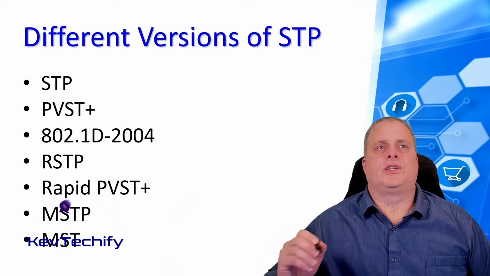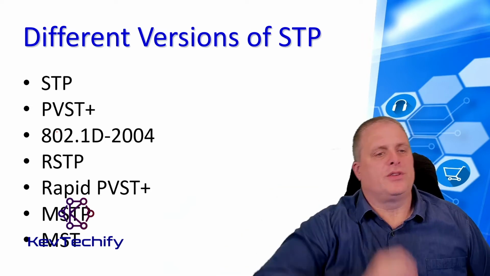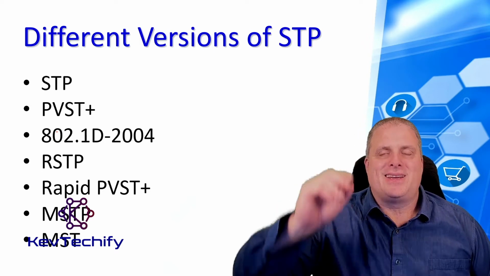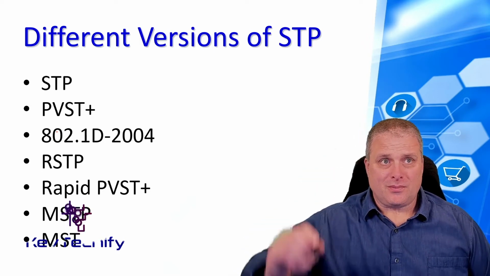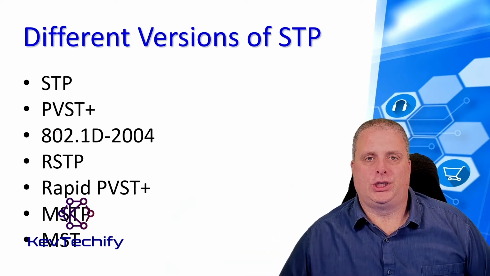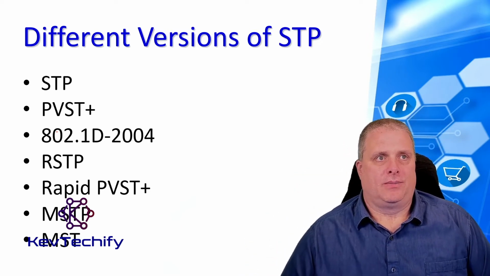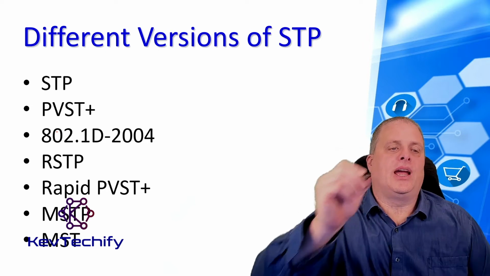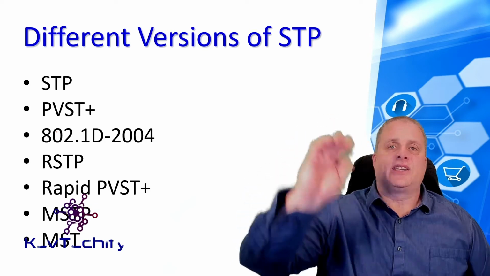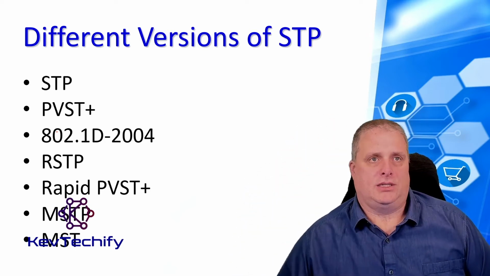802.1D-2004 is an updated version of STP, incorporating some improvements from IEEE. RSTP, rapid spanning tree protocol, is an evolution of STP that provides faster convergence, so it happens quicker. Then we have rapid PVST+. This is another Cisco enhancement of RSTP. RSTP was established by the IEEE organization. Cisco grabbed it, put its own twist on it, and called it rapid PVST+.